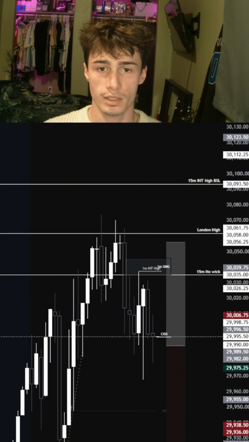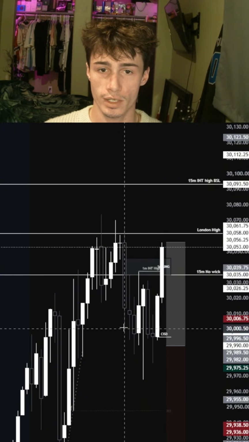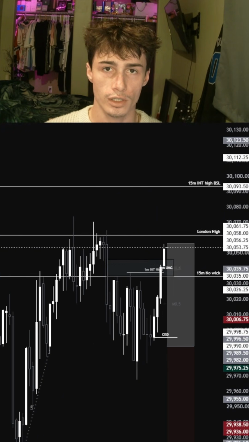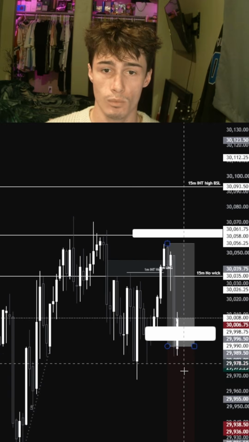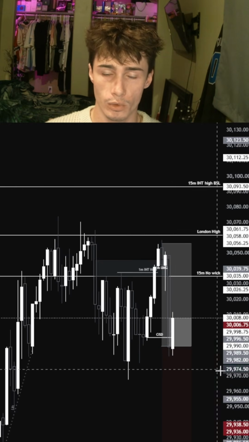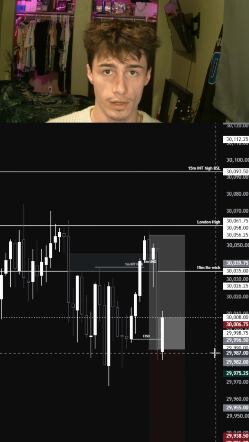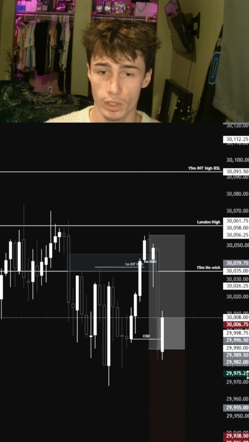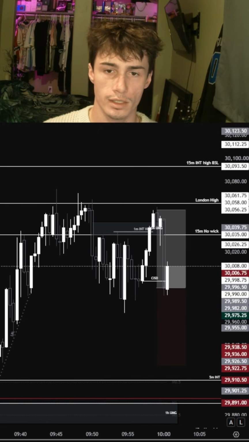After that main DOL was taken, we see a 1-minute to the downside put in, as well as a 1-minute intermediate high. During this time as well, we can see that 10 a.m. was about to open up. Following 10 a.m. opening up, we see a 30-second IFVG to the downside with the change in state of delivery on it. Mechanically, this is a valid setup.